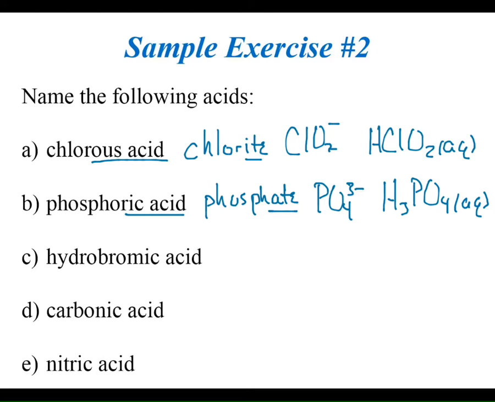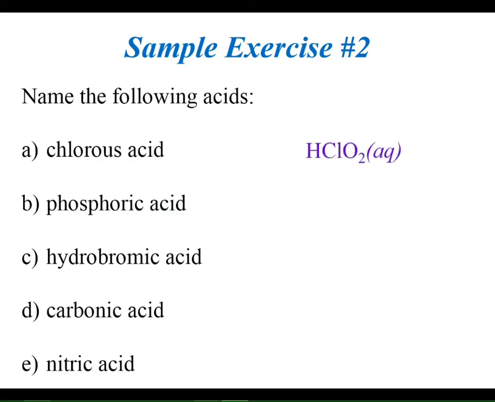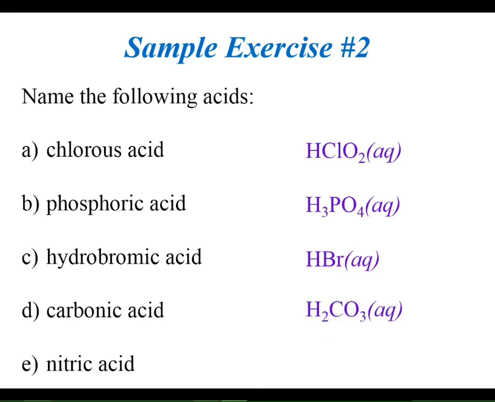Hydrobromic, carbonic, and nitric. See, so HBr, hydrobromic, must be from bromide, so HBr, right? Because bromide is 1 negative, so I only need 1 hydrogen to balance it out. Carbonic acid. So ic acid came from ate, so carbonate. What's carbonate? CO3, 2 negative. So the acid must be H2CO3, aqueous. Don't forget the aqueous. Okay. Nitric acid must have come from nitrate. What's nitrate? NO3, 1 negative, so we only need 1 H, so HNO3 aqueous. Not bad, right? If you know the ions, it's not bad. If you don't know the ions, it might be a little bad.